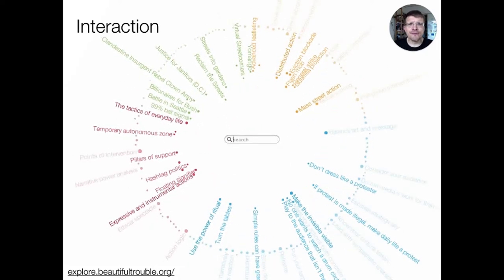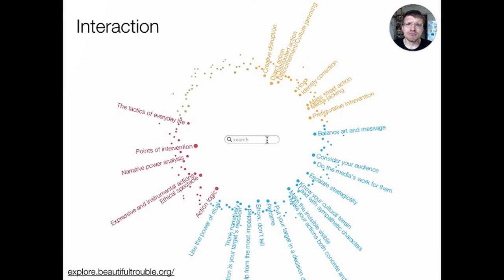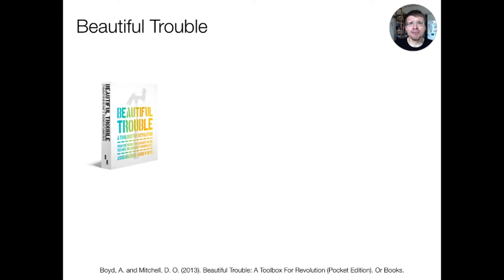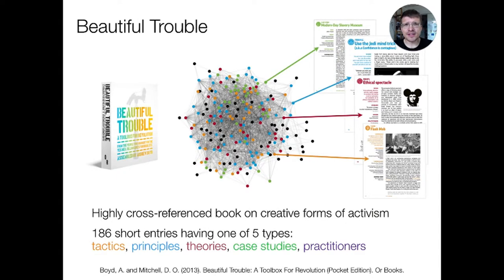Now, this was a first attempt, and we were relatively happy with the result. To see how people would respond to an interface designed towards monadic exploration, we closely collaborated with the editors behind the book Beautiful Trouble, a toolbox for revolution, which is essentially a recipe book for peaceful and creative forms of activism. We chose this book as a case study because it is a highly cross-referenced collection of information entries, but also because of the passionate interest that editors and readers have for this subject matter.